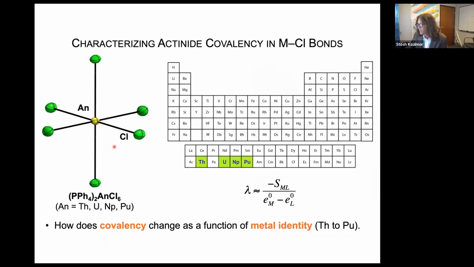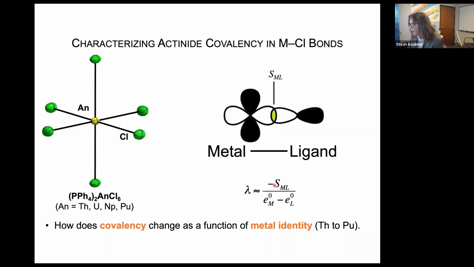I'm going to keep the oxidation states the same. We're going to be plutonium 4, neptunium 4, uranium 4, and thorium 4. We're growing single crystals of these compounds, so we know the samples are very pure. And we're just going to walk across the actinide series here. And I'd like you to think about what we observe in the context of this equation here. This equation shows you that covalency, or the mixing coefficient, is directly proportional to the spatial overlap of the orbitals involved in a metal-ligand bond.